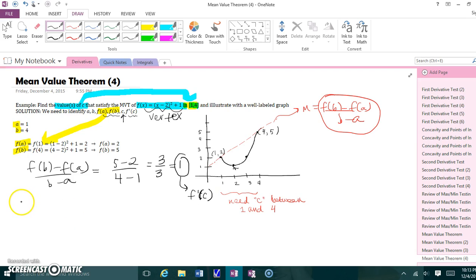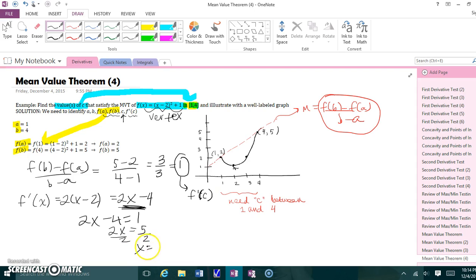We just need to find out where. So again, we want the derivative, or the slope of the tangent line, to be 1. So why don't we find the derivative? 2 times (x minus 2) to the first power plus 0. That is 2x minus 4. I want my derivative, which is the slope of the tangent line, to equal 1. So just set it equal to 1 and solve. I'm going to add 4 to each side. Divide by 2. x equals 5 over 2, or 2.5.